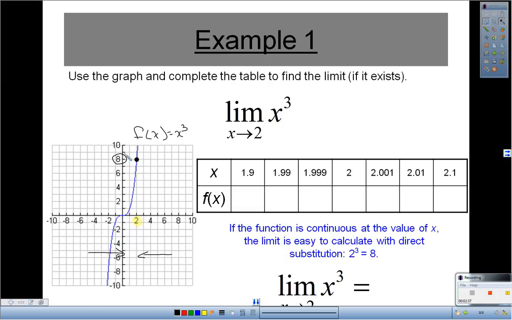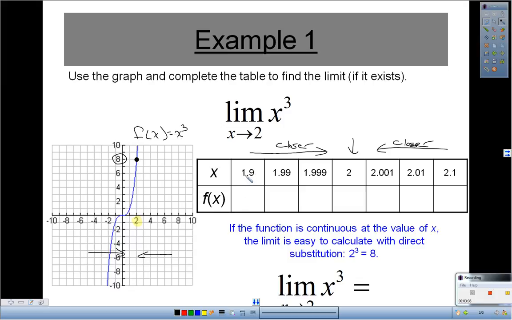But let's say I didn't give you the graph. Let's say I just gave you a t-table. One way that you could find the limit is pick values that are very close to that number on the left-hand side and numbers that are very close to it on the right-hand side. So if I want to find the limit as x approaches 2, I'm going to pick numbers that are getting closer to 2 on the left-hand side and closer to 2 on the right-hand side. And what I'll do is I'll plug in each one of these values into my function and get a value.